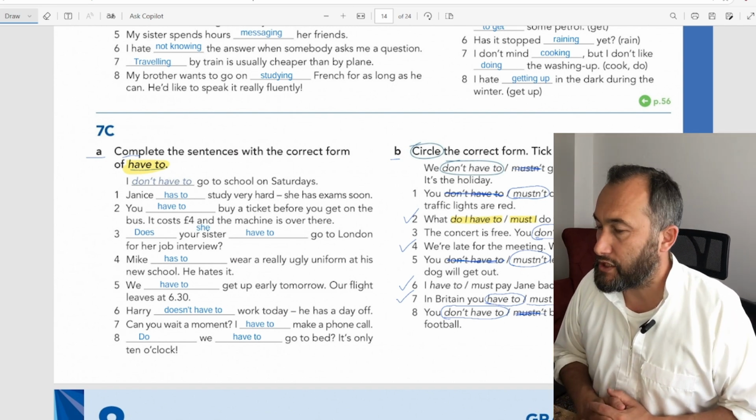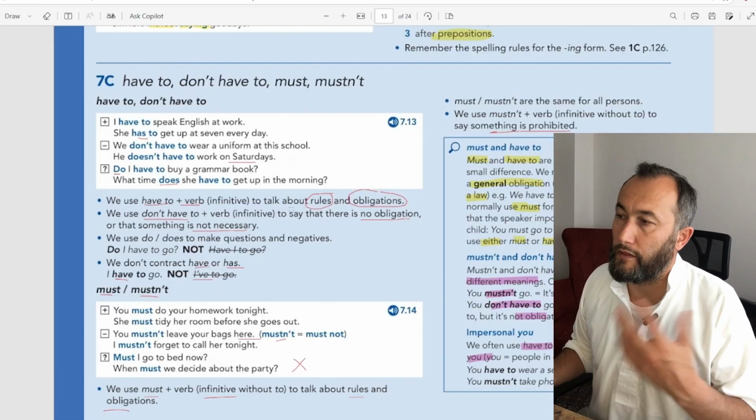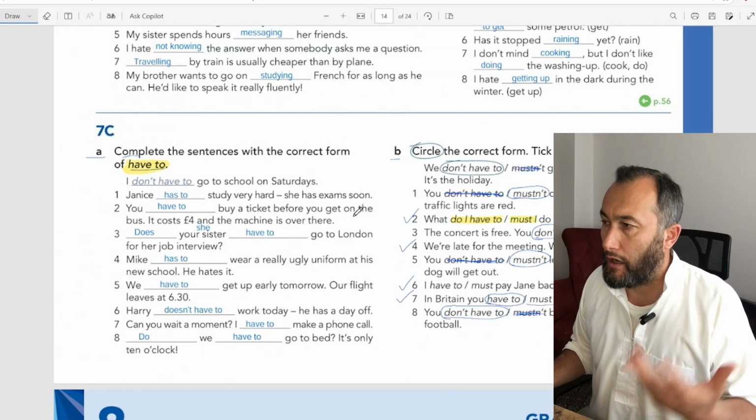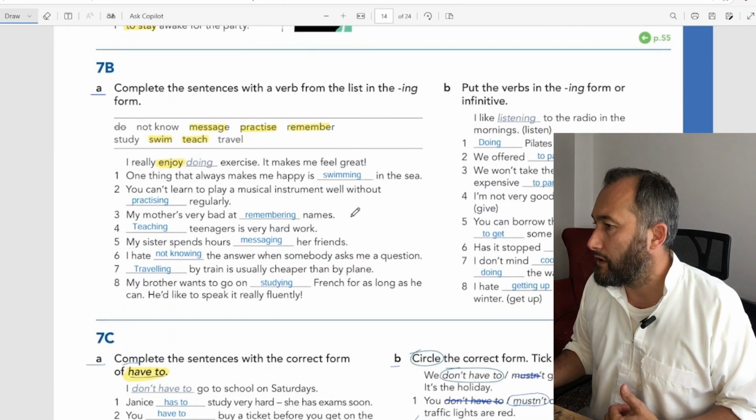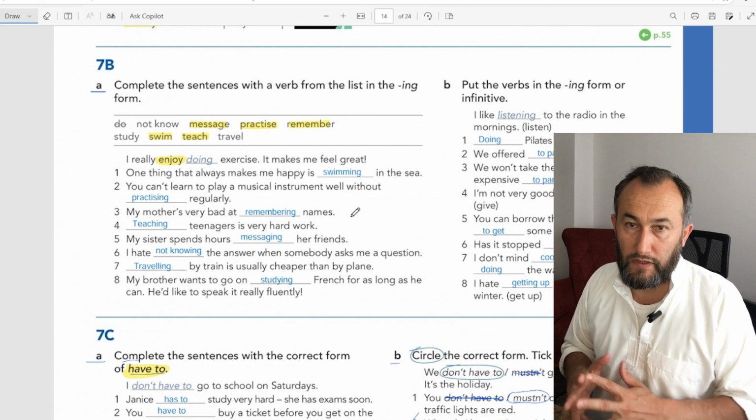As you can see, we've finished Unit 7 with the explanation part and the exercise part as well. So I think that's going to be beneficial to you.